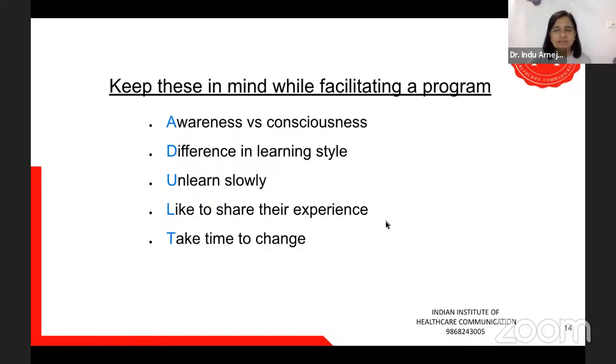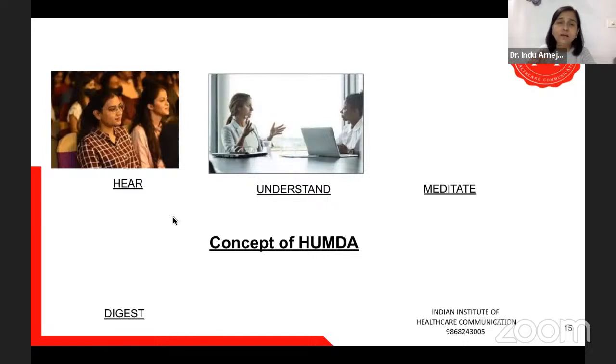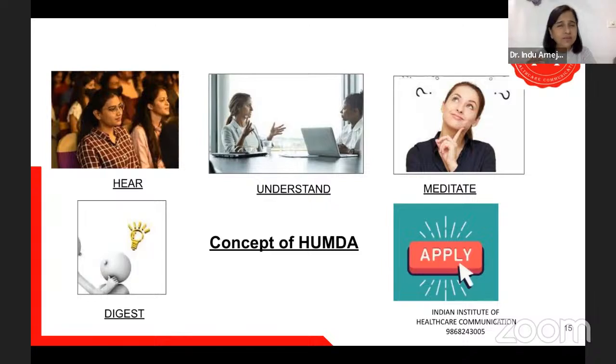There's another acronym which will help us understand adult learning, and that is the concept of HUMDA. HUMDA is an acronym. When you share some information with adults, they will not take it as it is, or apply it as it is. I'm sure when you hear me, even if you understand the concept, you will still think it over. You will contemplate: will this work? What challenges will I have? Is it really possible? So you will not just take it as it is and try to apply it. You will analyze its effectiveness or utility. And once you are convinced, you will accept it, digest it, and then apply. So they will hear, understand, meditate, digest, and then apply. So this is HUMDA.